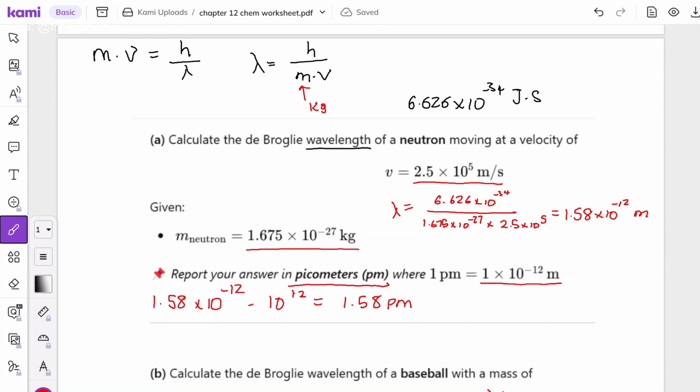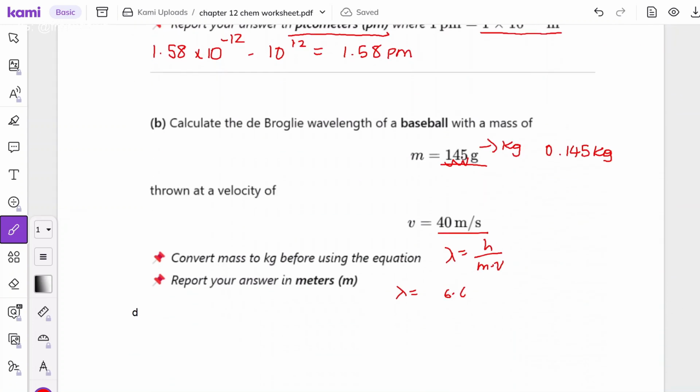Planck's constant is 6.626 times 10 to the negative 34 divided by the mass, which is 0.145, times the velocity, which is now 40 meters per second. And we get an answer in meters, 1.14 times 10 to the negative 34 meters. And we can leave that answer in meters because it says so right here.